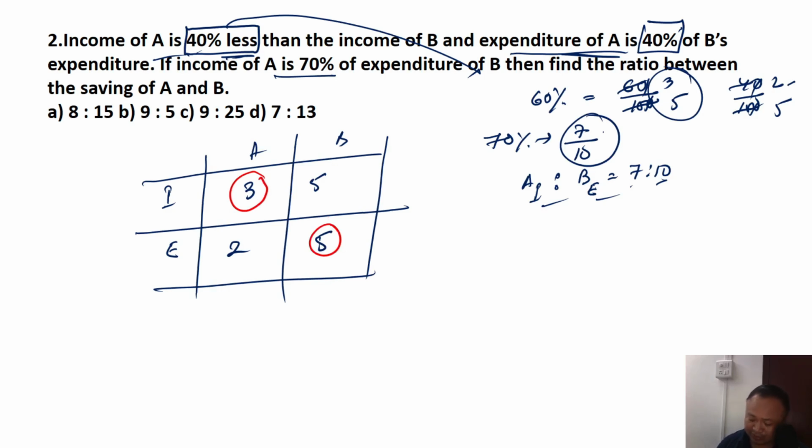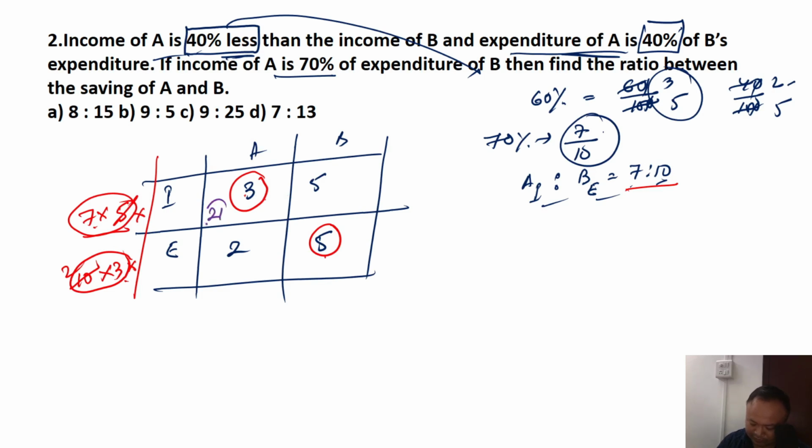Here the form is 7 to 10, so I should multiply here. Multiply 5, then multiply 3 and 5, which is 15. A's income 7 multiplied by B's expenditure 10. This is how we find the multiplying factor. So this is the ultimate multiplying factor. Now multiply 7 by 3.